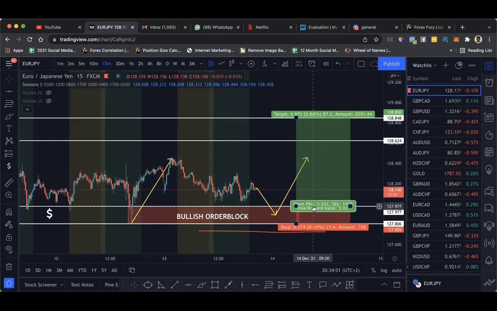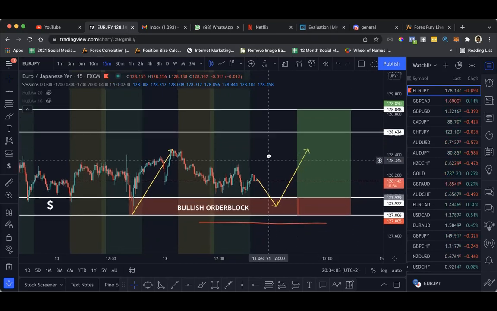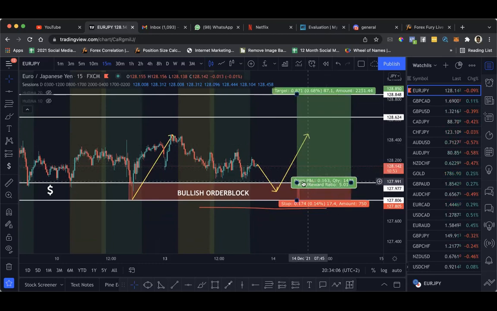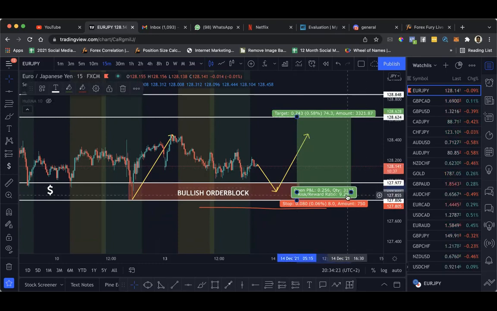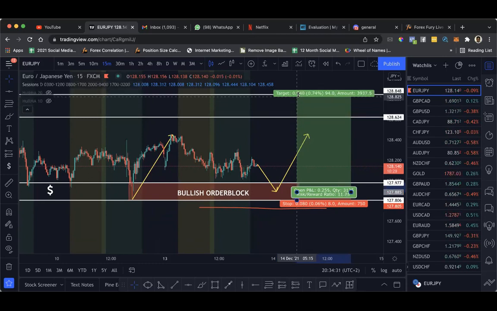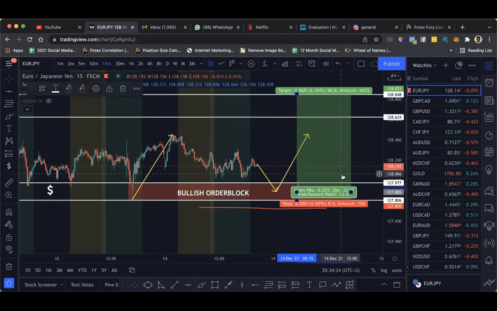Okay, so if you enter here at this proximal line, you have a wider stop loss. But if you enter, let's say at the 50%, at the middle, if price gets there, you can see on that first TP1, you have 1 to 9 risk reward. So if you risk 5%, your first take profit will make you 45% profit. The second one is what? 1 to 12. So you can actually make 60% on this trade if it goes your way.